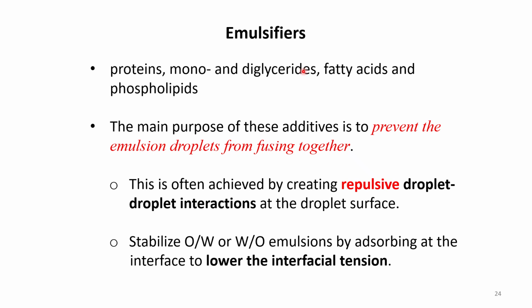Emulsifier. Because of their amphiphilic nature, they adsorb at the interface between the oil and water to form the interfacial film, and this creates repulsive droplet-droplet interactions at the droplet surface and causes a reduction in the interfacial tension. The reduction in the interfacial tension through the addition of emulsifier allows emulsion formation with considerably less energy input. Therefore, we can ensure extensive mixing of oil and water. Examples of emulsifiers include phospholipids, proteins, and some fatty acids.